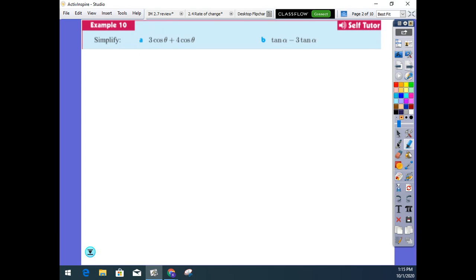All right, so this beginning part is literally just adding like terms. 3 cosine theta plus 4 cosine theta is 7 cosine theta. Any way that you can combine and simplify things down, that's kind of the goal of this whole lesson. Tangent minus, so 1 tangent minus 3, negative 2 tan alpha. So with angles, we always use Greek letters. Theta, alpha, stuff like that.